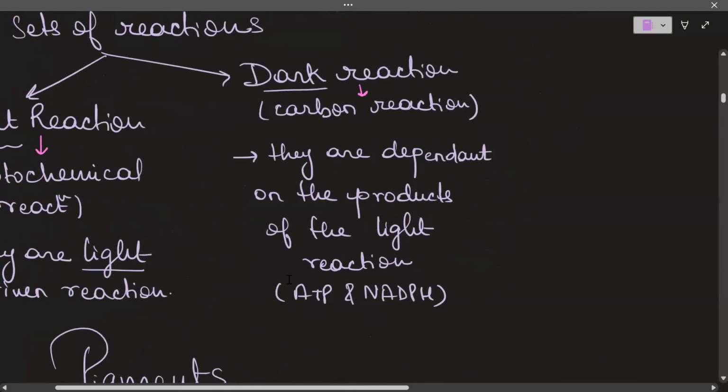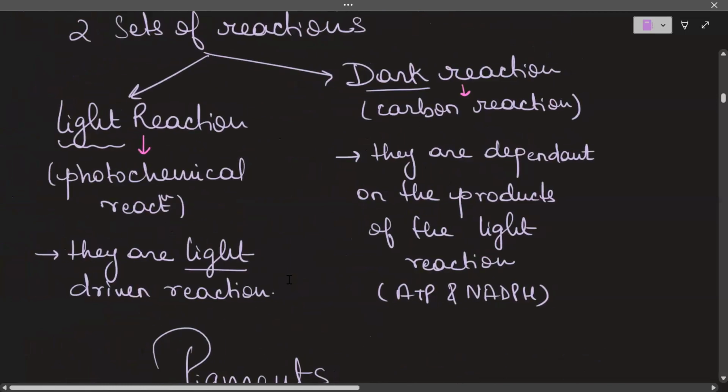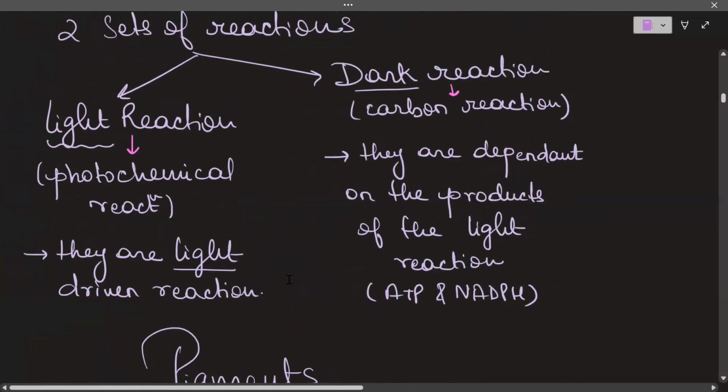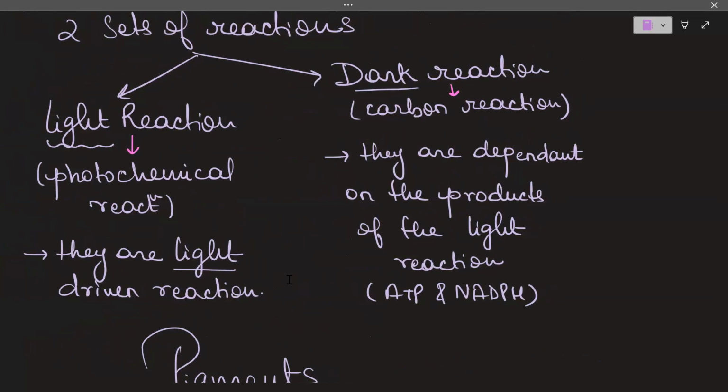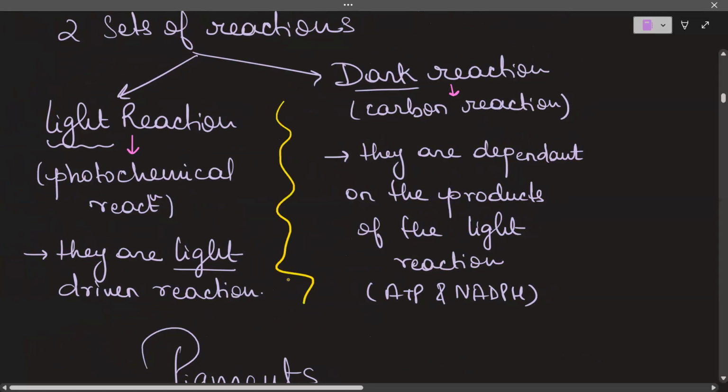Talking about the dark reaction, whenever the light reaction takes place, meaning photosynthesis has started and the carbon dioxide has been utilized, then the dark reaction takes place, wherein the products of the light reaction are utilized to make the food of the plant. The other name for the dark reaction is carbon reaction. So the differences between dark and light reaction are clear to you all?